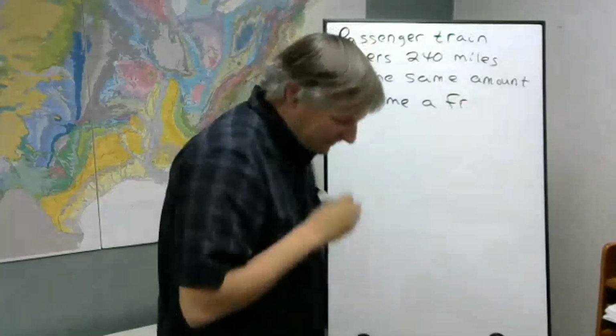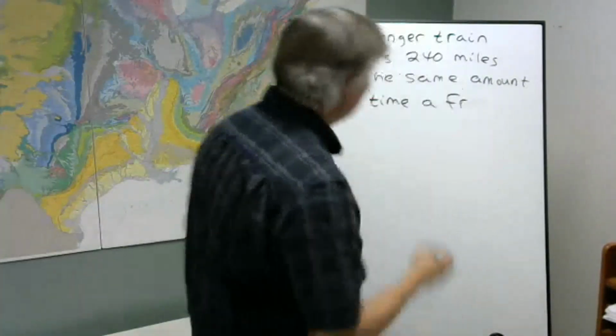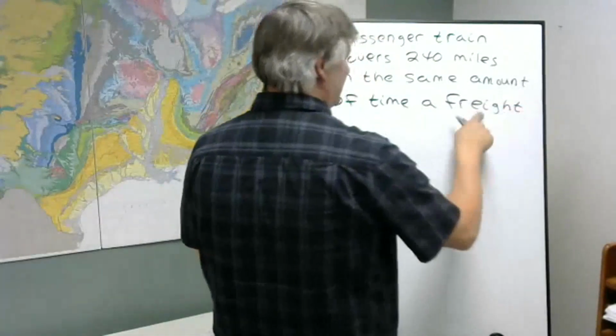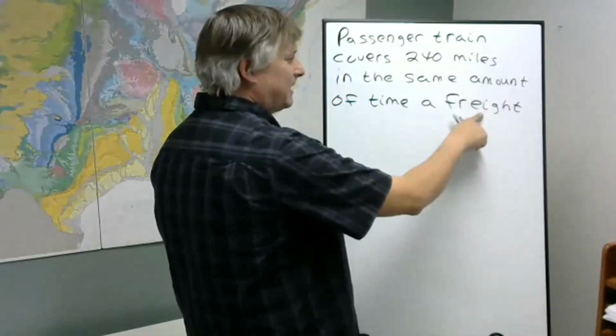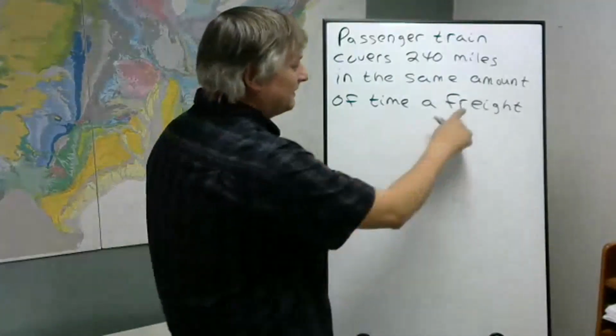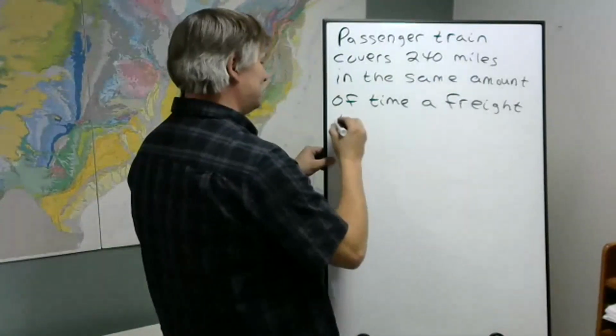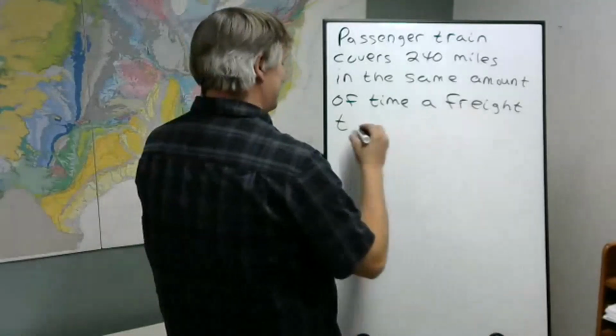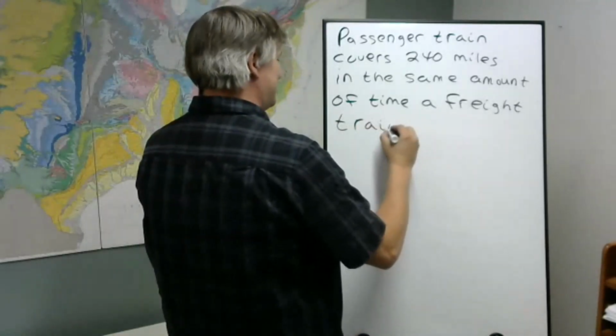I'll check that. I before E except after R. Just kidding. Anyway, freight train. It's usually I before E except after C. Special case there.